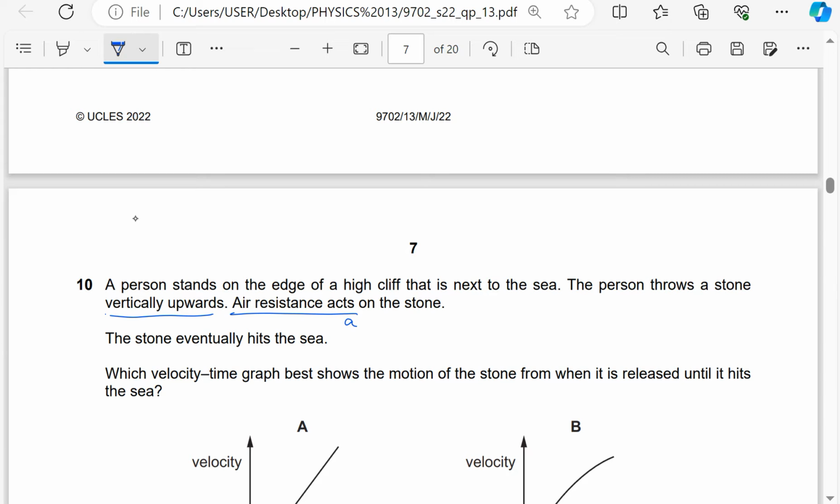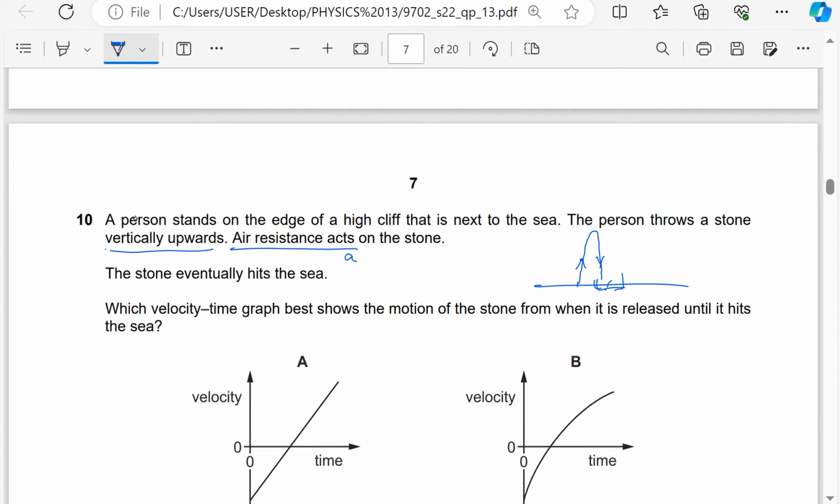Air resistance acts on the stone. The stone eventually hits the sea. So the person throws a stone vertically upwards, and then it falls. The stone eventually hits the sea, so it means the sea is at the bottom. So it goes up and comes back. This is where we have the sea now.